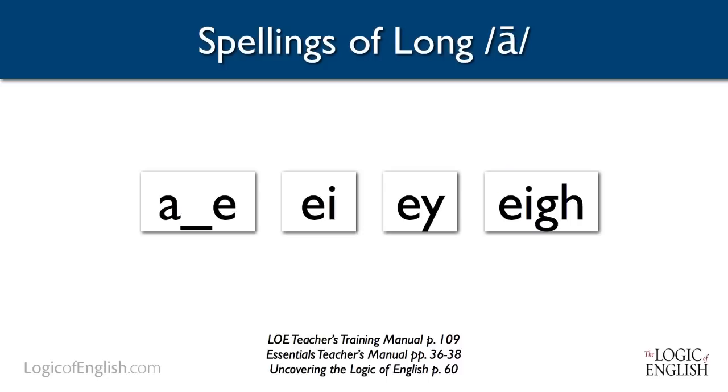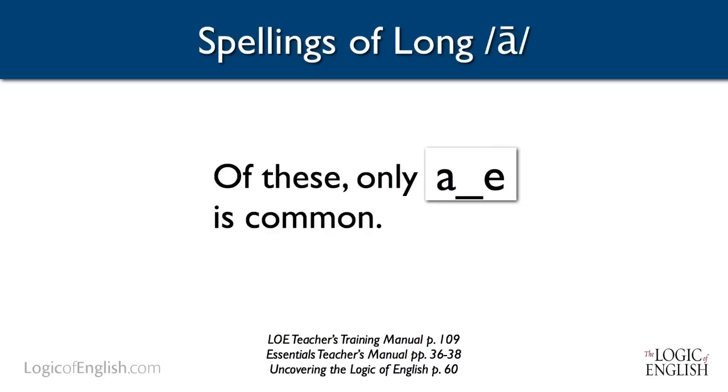All right, and here they are. We could have A with a silent final E. We could have an EI, as in there. We could have an EY, as in they. Or we could have four-letter A, as in 8. Now, out of these four spellings, only one of them is common. EI, EY, and EIGH are all very uncommon spellings.